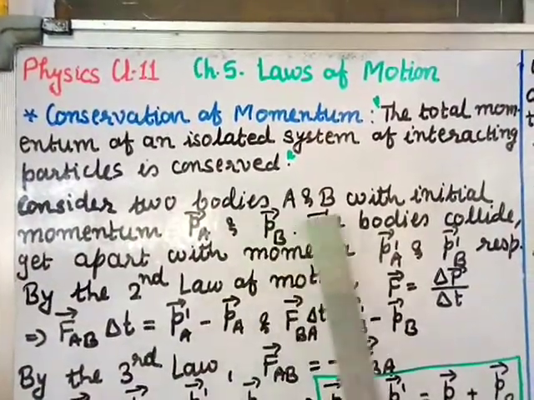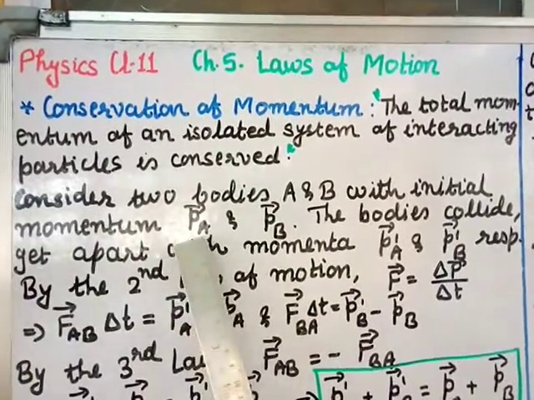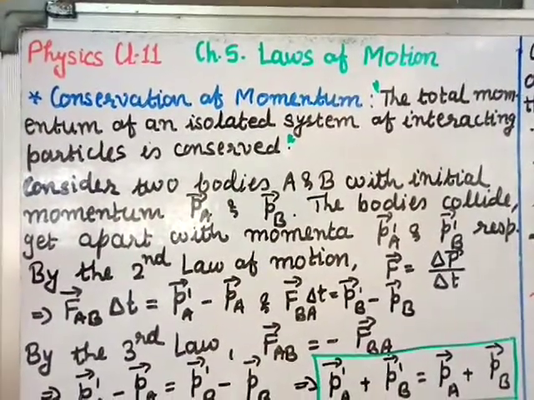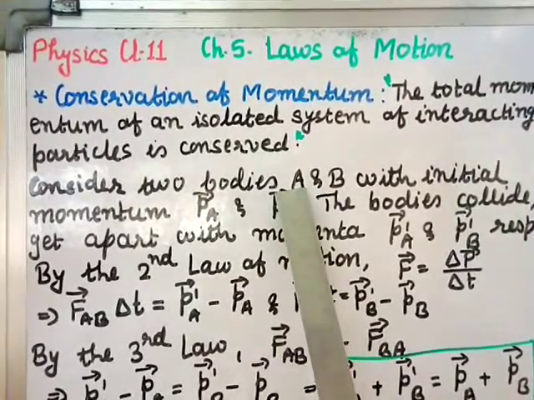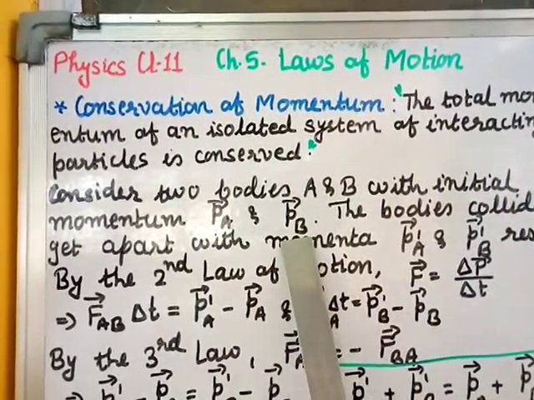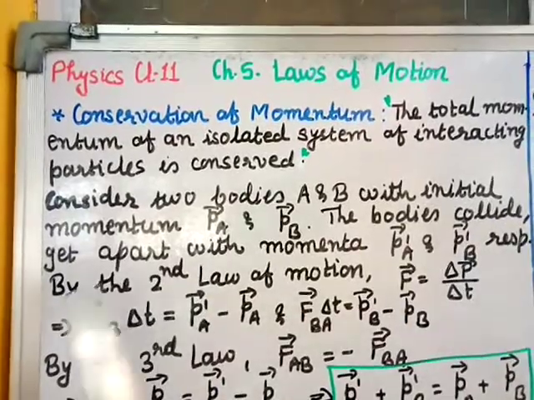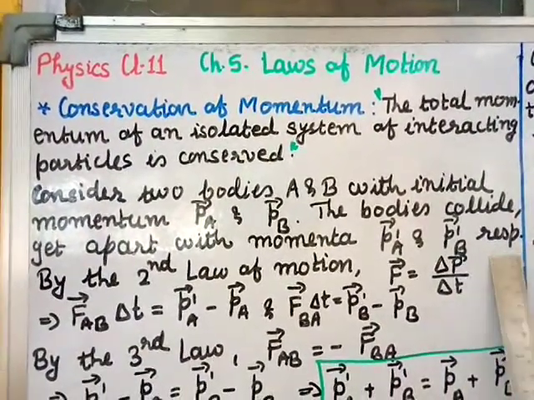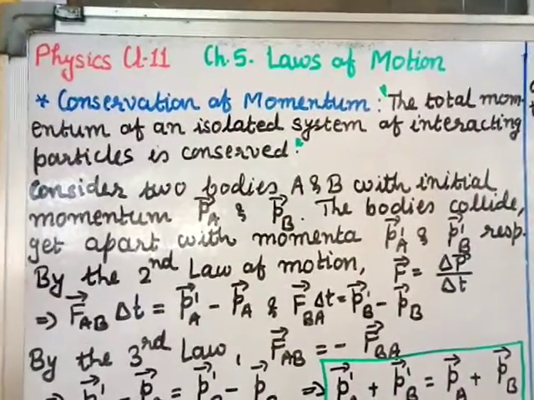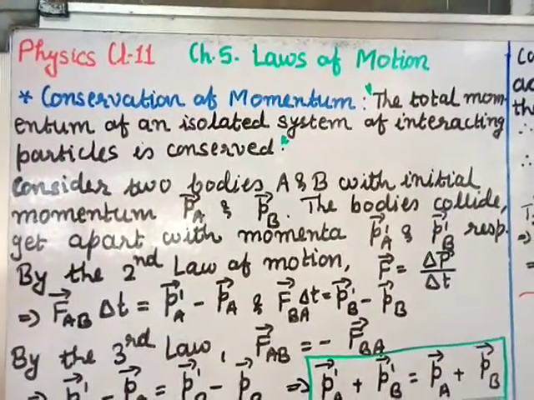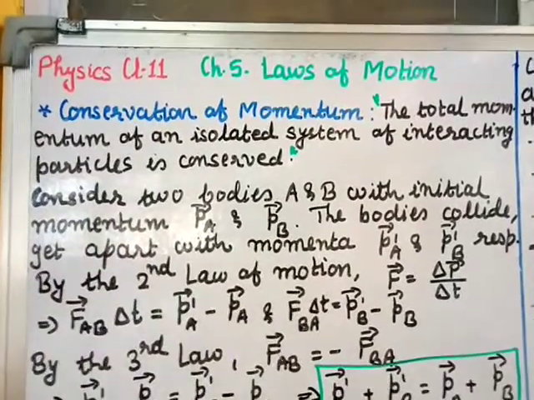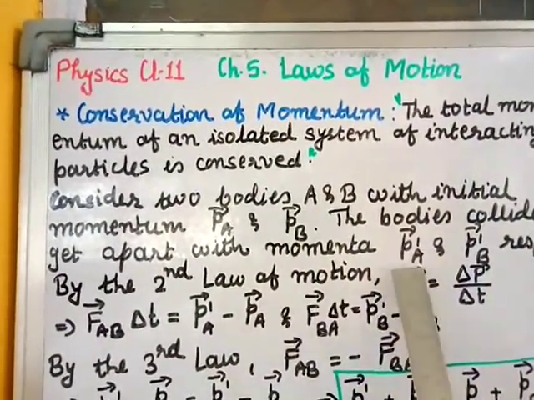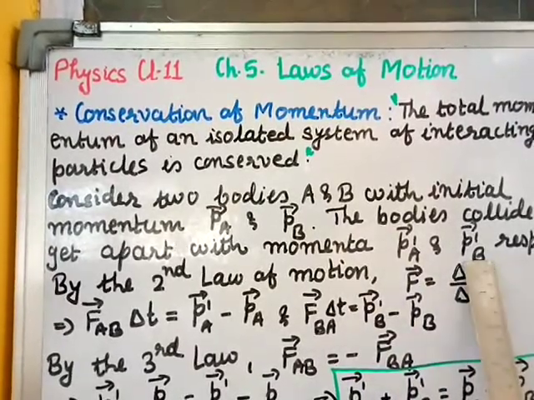Consider two bodies A and B with initial momentum PA and PB. Initial momentum of body A is PA and of B is PB. The bodies collide and get apart with momenta P dash A and P dash B respectively. The momentum changes, and the final momentum for body A is P dash A and for B is P dash B.